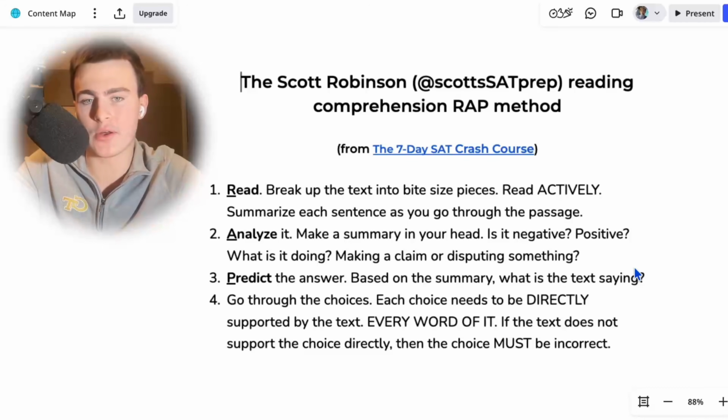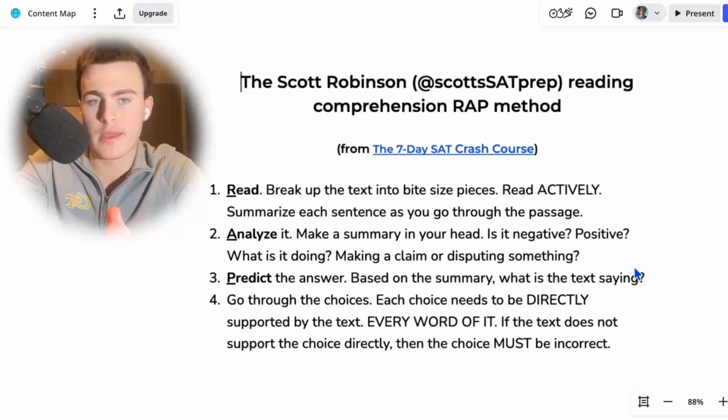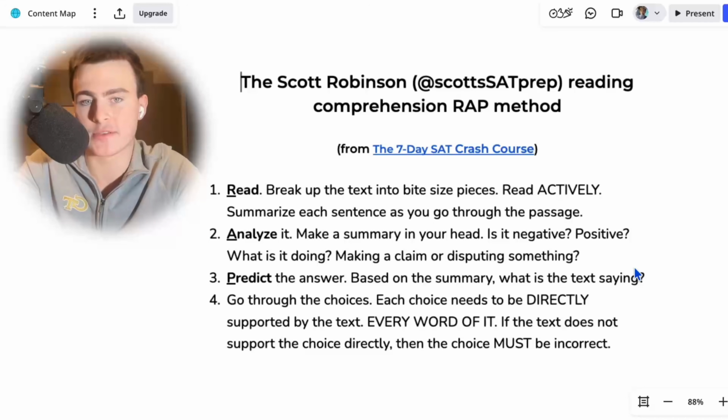So as you can tell, each step hinges on the last one. If you can't read it properly, you can't analyze it properly. If you can't analyze it properly, you can't predict the answer properly. So each step is dependent on the last one. So reading is the most important one because it's the first one. So make sure you read actively and break it up into bite-sized chunks, essentially.